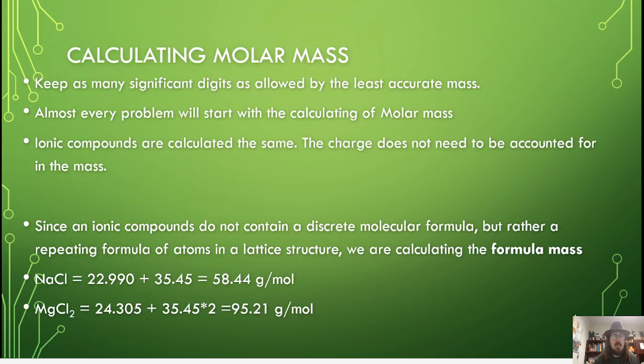So, when we calculate our molar mass, keep as many significant digits as allowed by the least accurate mass. Now, almost every problem in just about all of chemistry will start by needing to calculate some molar mass. Anytime you get a mass, you almost always need to convert into moles. So we need to become intimately aware of how to calculate molar mass.